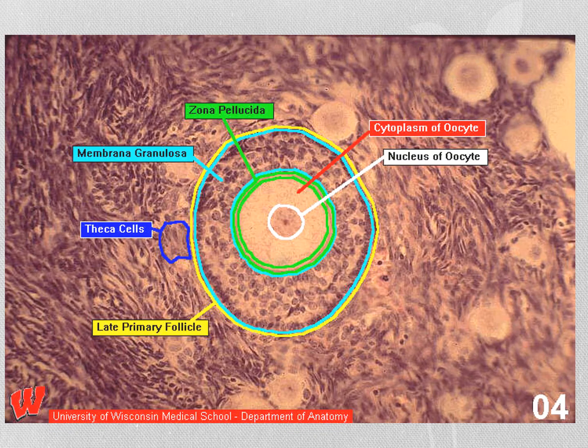Okay, so here's another image where again you can see we've got multiple layers of these granulosa cells that they're calling membrana granulosa here, but they're just granulosa cells. We have that zona pellucida around the oocyte. And then we have those theca cells that are sitting outside the follicle and producing hormones.